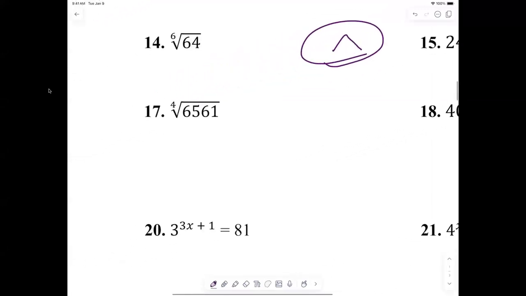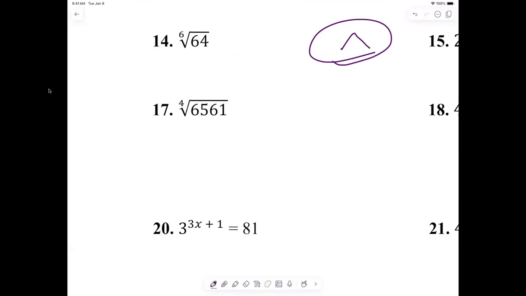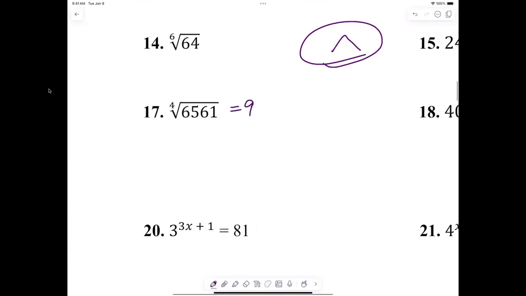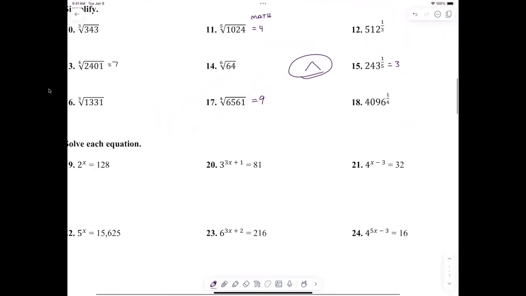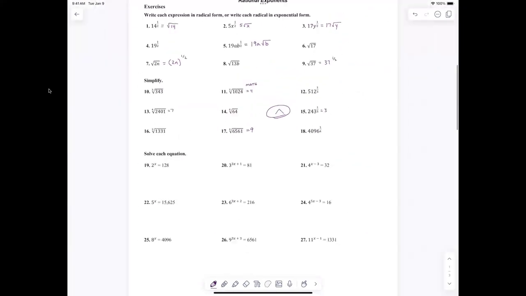All right, now let's look at 17. Tell me what the fourth root of 6561 is. 9. And finally, that was the easy part.